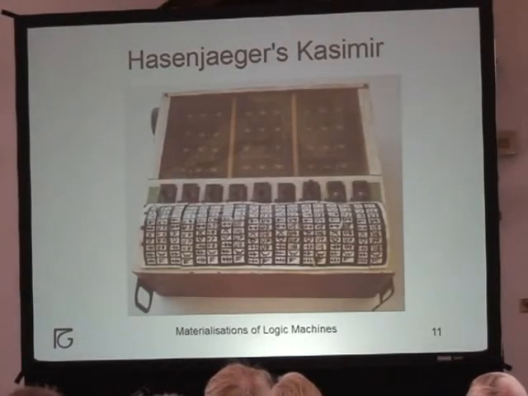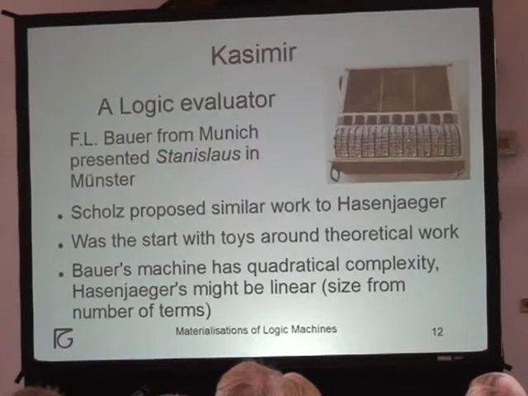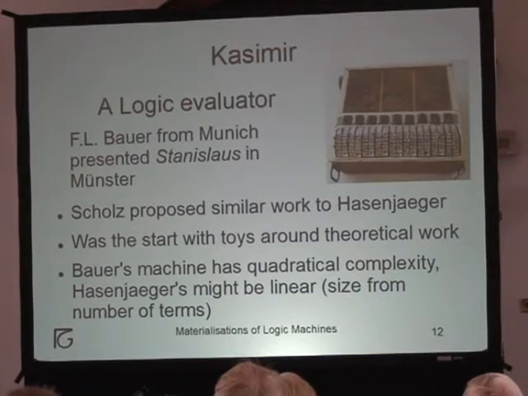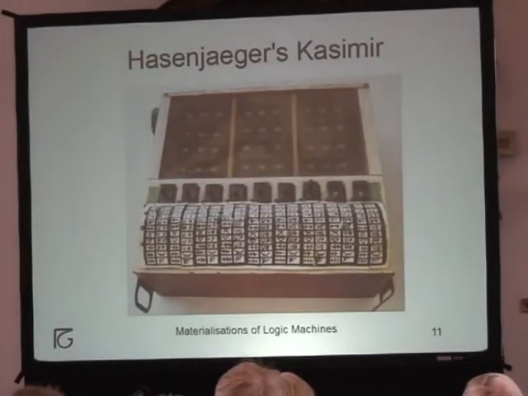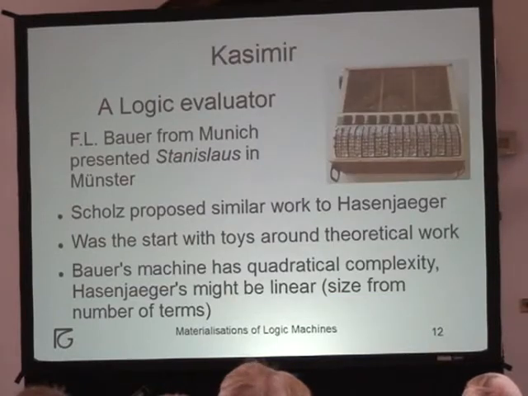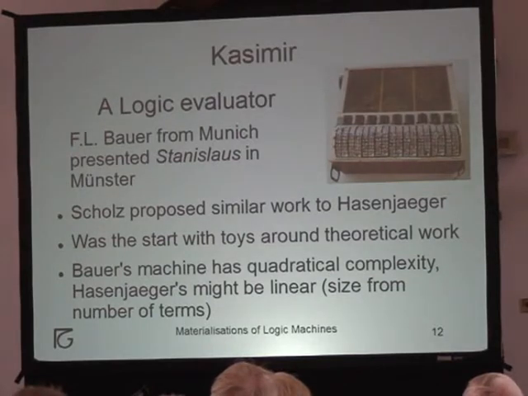This is the first one he built. He called it Casimir. At one time, just after the war, F.L. Bauer, who died early this year, one of the leading German computer scientists, presented his version, Stanislaus. Münster left a blueprint, so we have an original blueprint of Stanislaus now in Paderborn. Scholz proposed similar work to Hasenjaeger, who went to work. If you look at this area here, you see German telephone relays, so-called flat relays. This was easy to obtain because Münster had an Oberpostdirektion, the central administration for the German Bundespost, which sold them when they were out of use. This was the start of his materialization of logic machines.